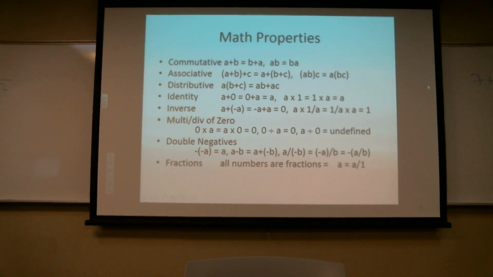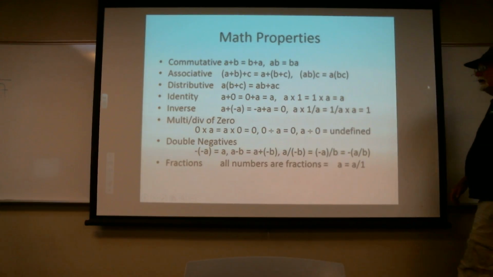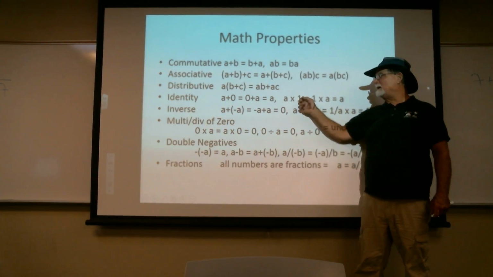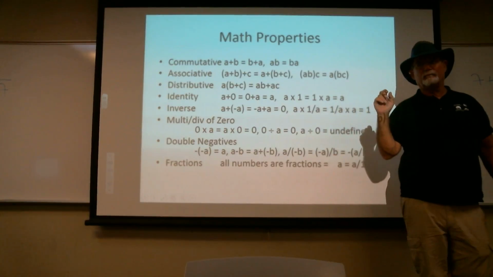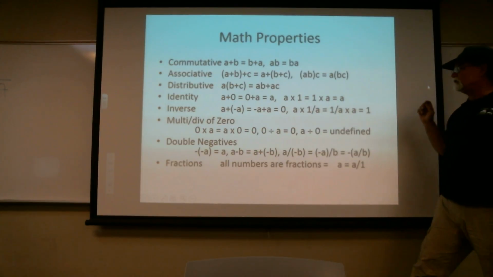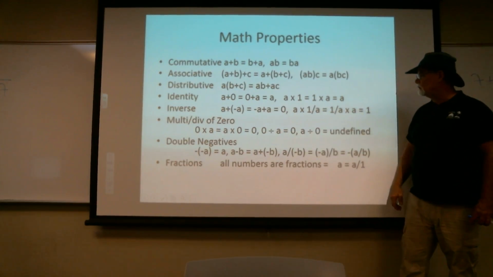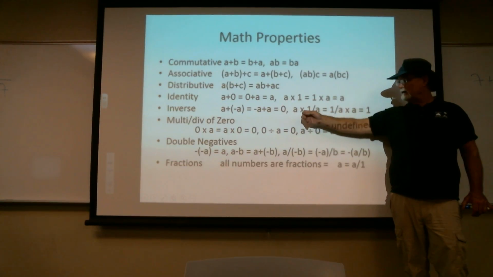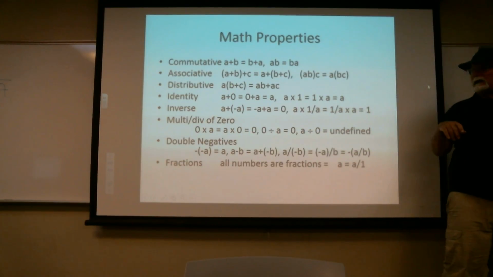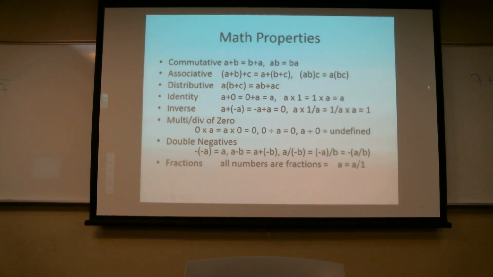The identity property really works with respect to 0 and 1. So 0 in addition doesn't change the value of it, and multiplication times 1 doesn't change the value of it. The inverse property, in addition, will ultimately cancel the value. In multiplication, the inverse, which is really a fraction, will cancel out the value, leaving you with 1. So anything divided by itself ends up being 1 in every case.